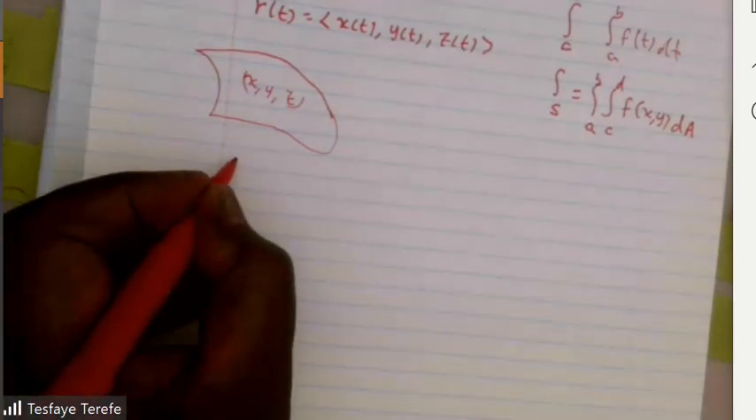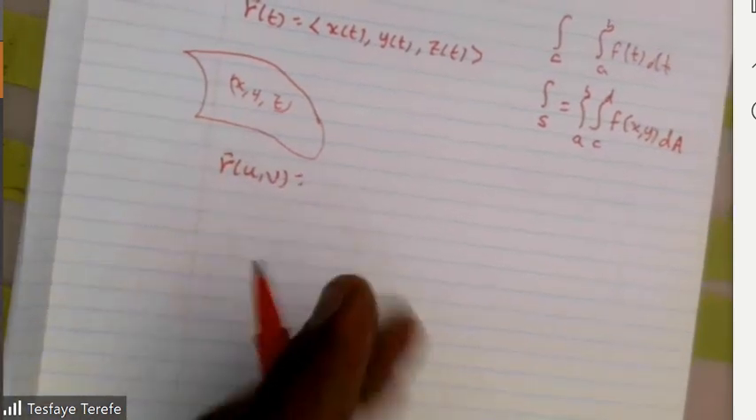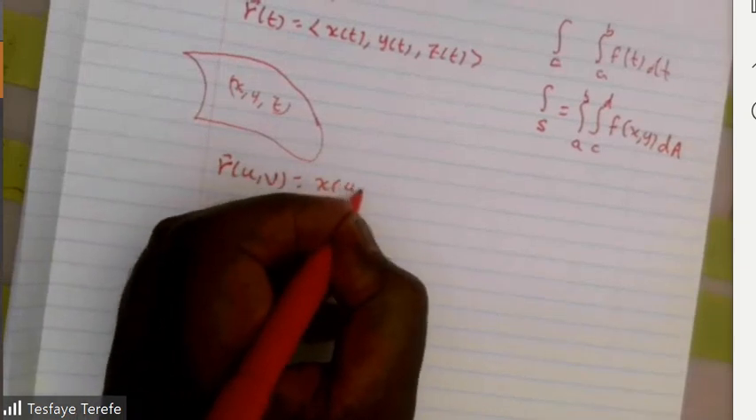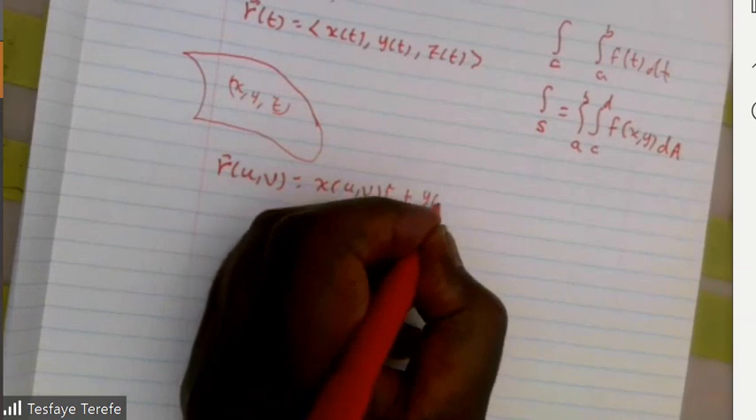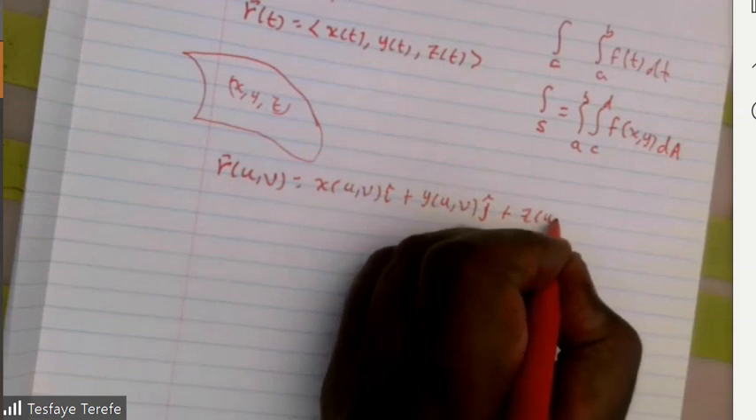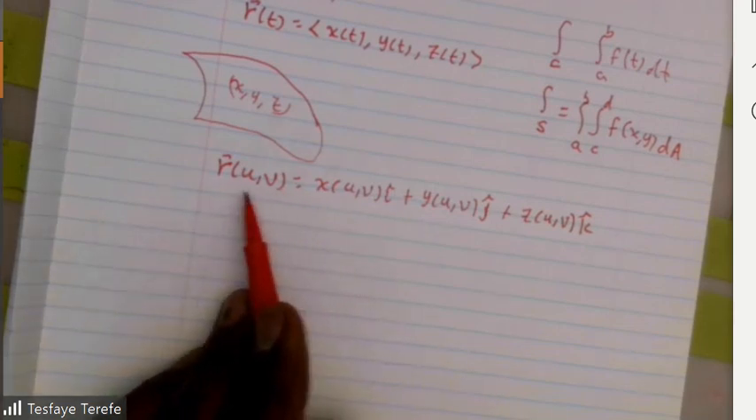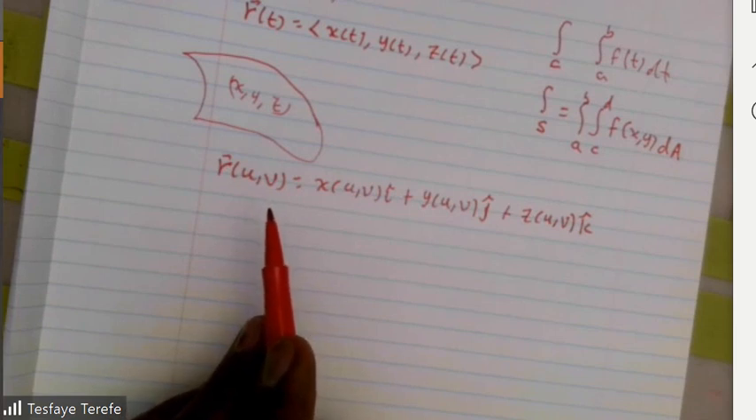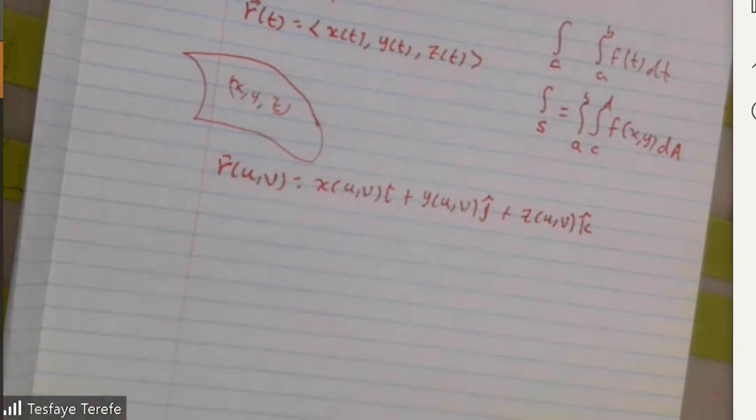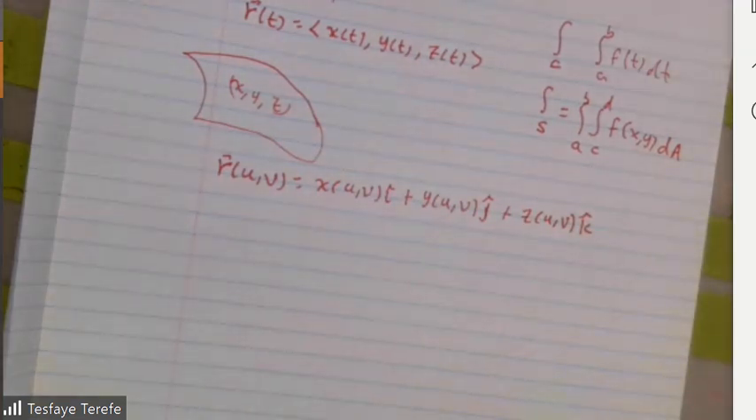So this time we are using parameterization of u, v, and we are going to write it as x of u, v i, plus y of u, v j, plus z of u, v k. Okay, by doing that, what happened? It is going to involve these two parameters. Then the three coordinate points are represented by two parameters, and we can easily do the integral of a surface, which is going to be a double integral.